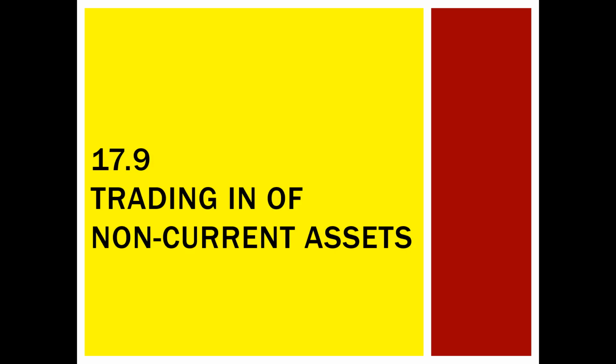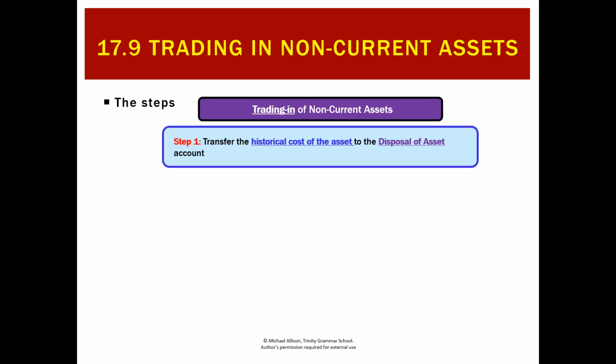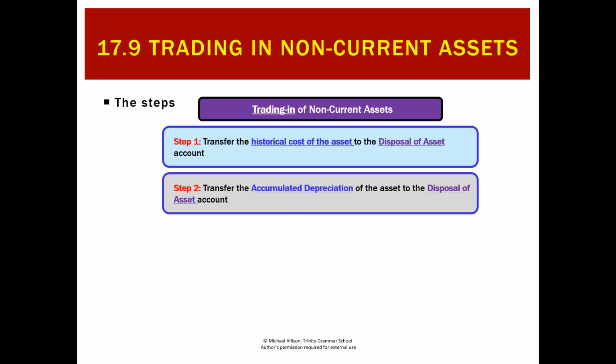As well as selling a non-current asset when we're done with it, we can also trade it in. So when we trade it in, we're going to need to add in one more step to our procedure of disposal. So we've got step one, transfer the historical cost of the asset. That's the same as with a sale. Step two, transfer the accumulated depreciation. That's exactly the same as the other procedure as well.